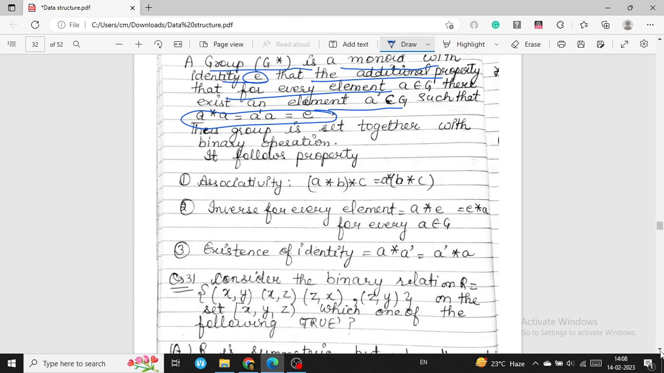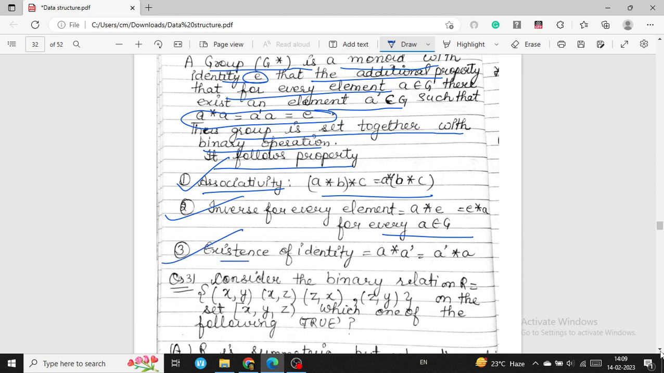Thus we can say a group is a set together with a binary operation. It follows these properties. First, associativity: (a multiply b) multiply c will be equal to a multiply (b multiply c). Identity: if we multiply with E, then it will be equal to E multiply a, for every a belonging to G. Existence of inverse: a multiply inverse of a will be equal to a inverse multiply a.